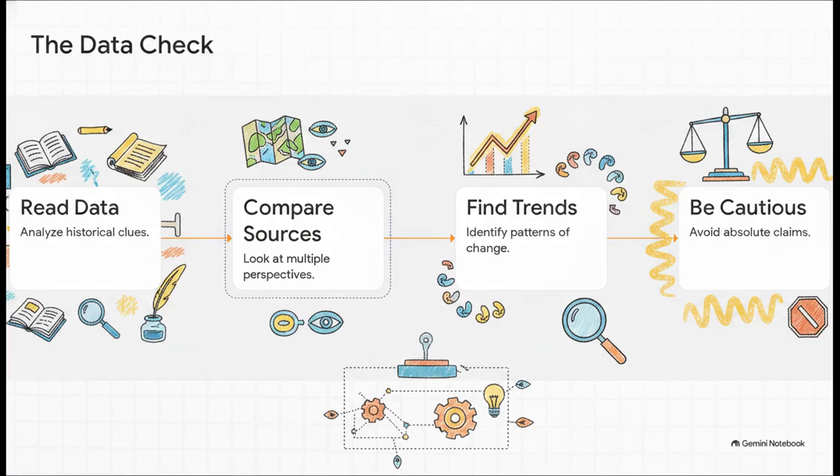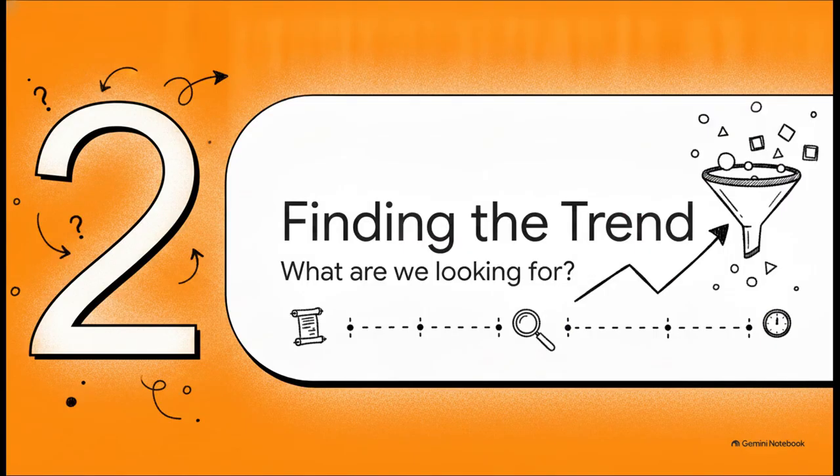These 4 little steps, they are your primary toolkit for the rest of this explainer and, honestly, for your entire journey as a historical detective. Memorize them because they're going to be your absolute best friends. Moving right along to part 2, finding the historical trend.